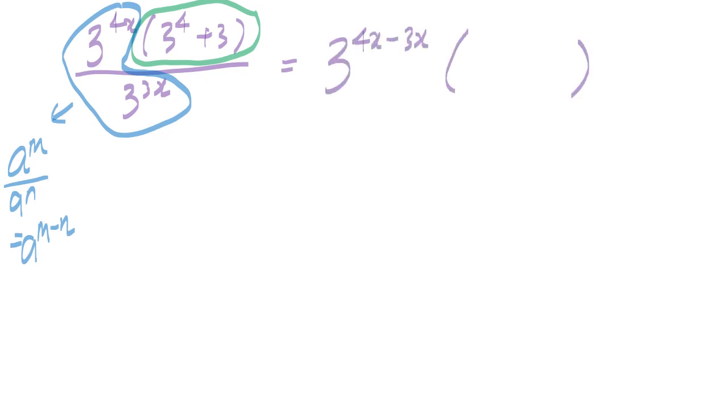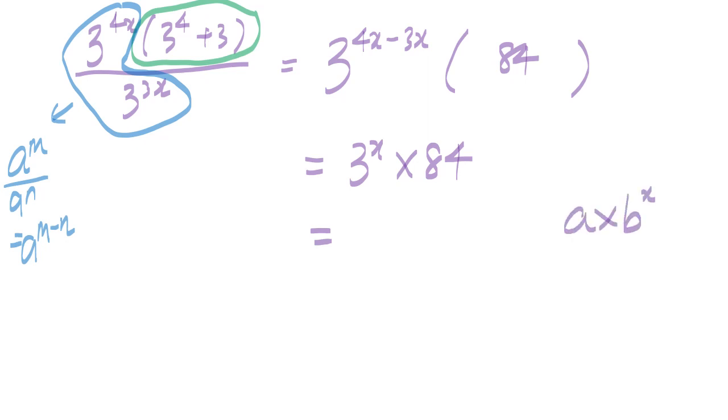If we use a calculator to work it out, 3 to the power 4 plus 3 gives you 84. So what you get is 3 to the power x times 84, which is rearranged because you are supposed to leave your answer as a times b to the power x. So you put the number first and then followed by your 3 to the power x. So that is the answer.